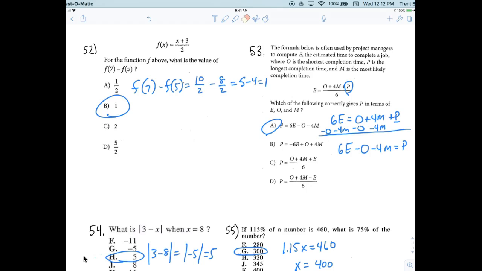I'm solving for P, right? Now, how did I know I'm solving for P? Because I looked at all my answers and said P equals, P equals, P equals, and P equals. So that kind of gave me a clue. I'm solving for what? I'm solving for P.